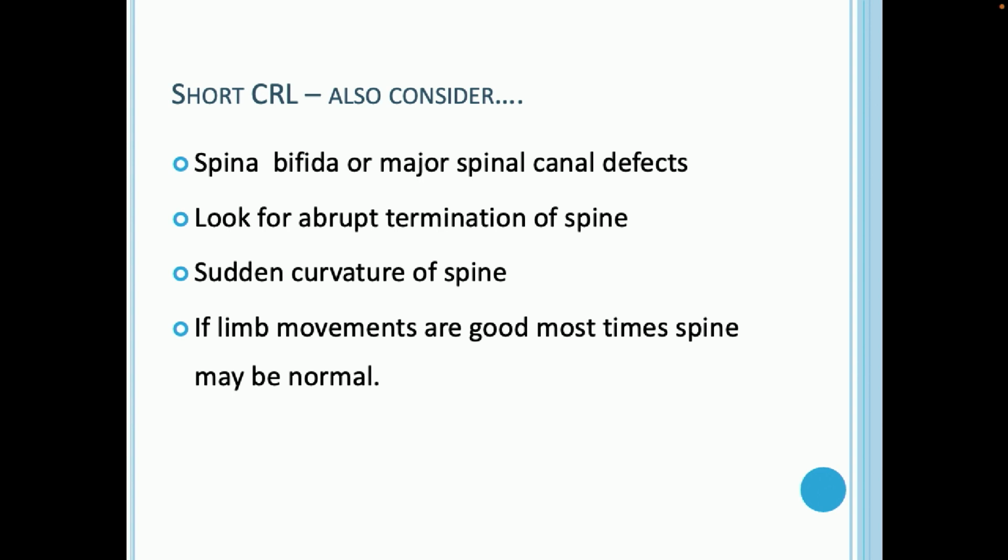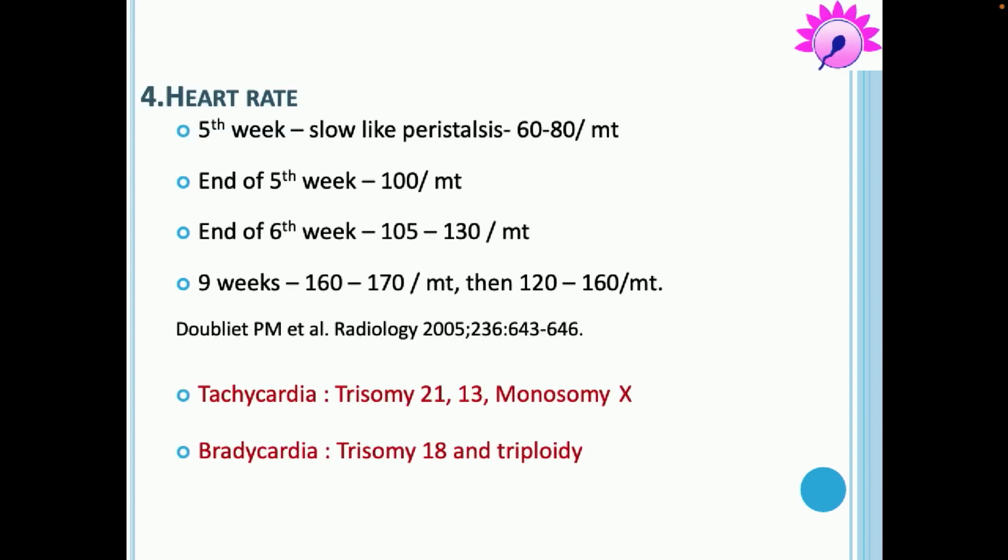That is when you are seeing the neural tube, and you will see sudden abruption of the neural tube, which is a sign which tells you there is probably a short CRL because of major spinal defects, and that can be seen as early as in the end of the first trimester.